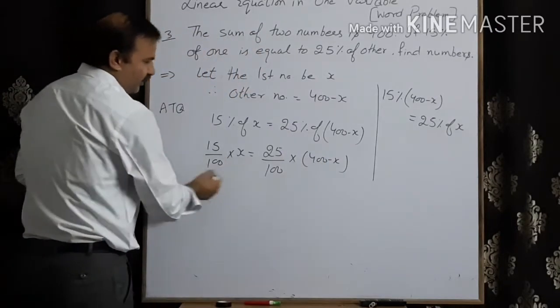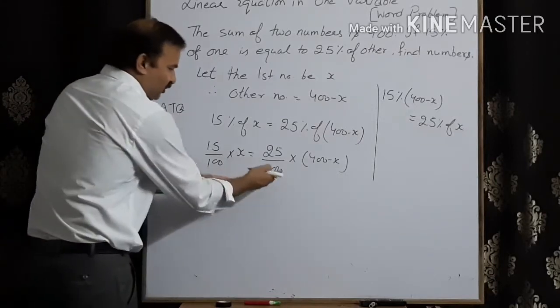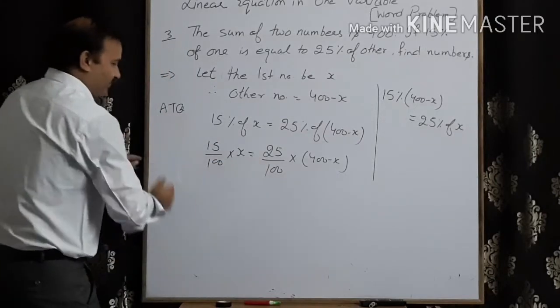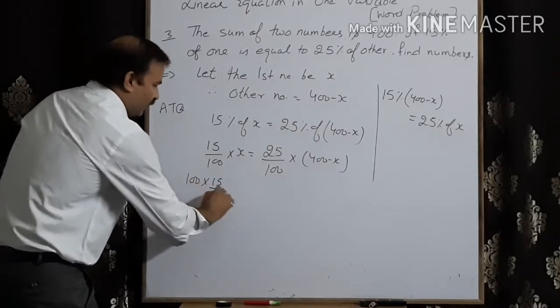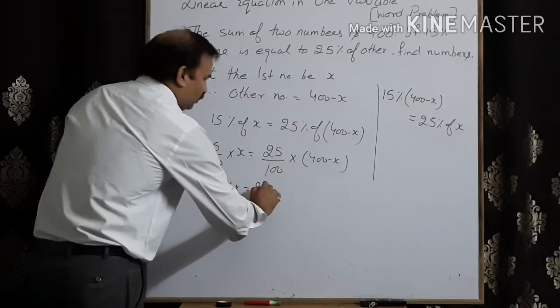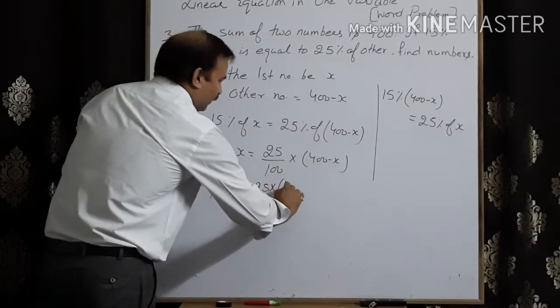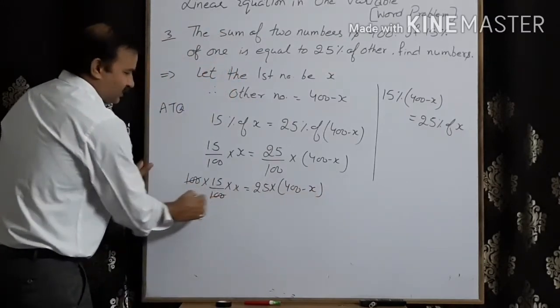Although this 100 in the denominator will cancel, maybe you will not be able to understand properly. So shift this 100 to the other side, on the left side. So this will become 100 multiplied by 15 upon 100 multiplied by x is equal to 25 multiplied by (400 minus x). Now this 100 cancels with the 100.